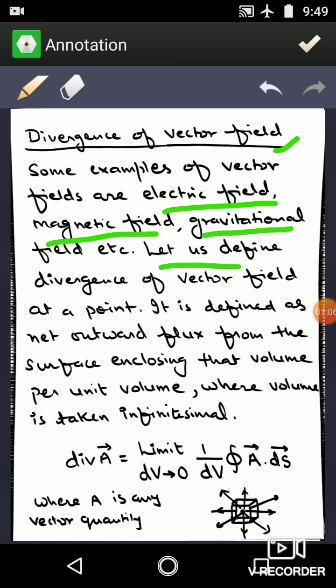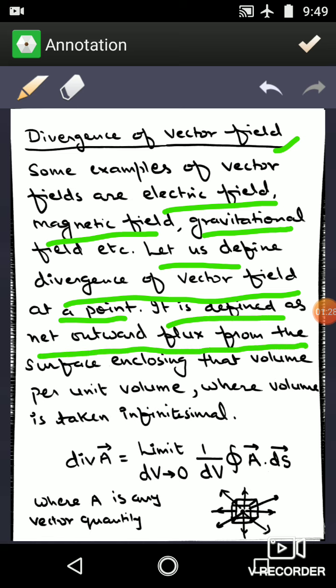Let us now define divergence of a vector field at a particular point. We should keep in mind that divergence is defined at a particular point. It is defined as net outward flux from the surface enclosing that volume per unit volume.